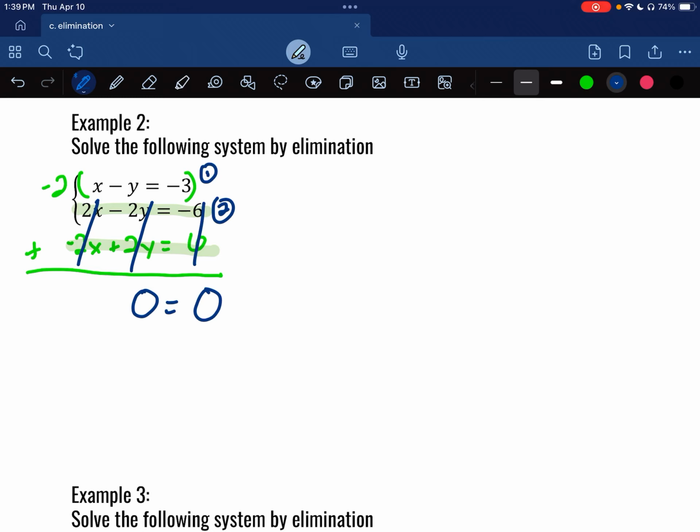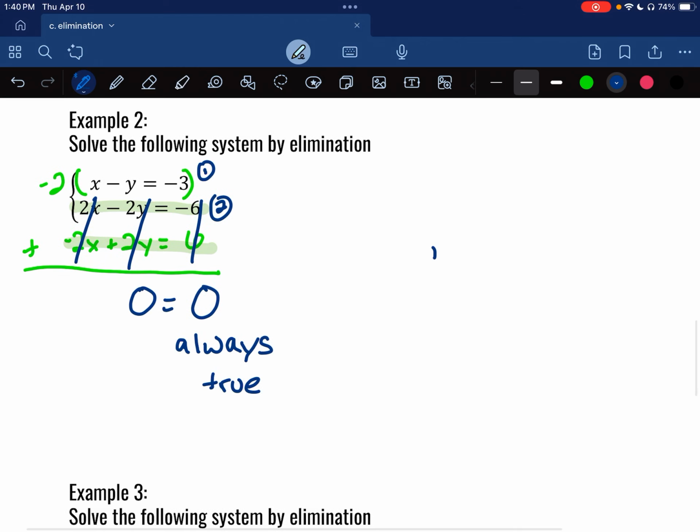This is always going to be true no matter what I end up plugging in for x and y, right? So this is a true statement. So there's going to be an infinite number of solutions. So this guy has infinitely many solutions. There's an infinite number of pairs that is going to make this work, right? As many ordered pairs as are on the line.